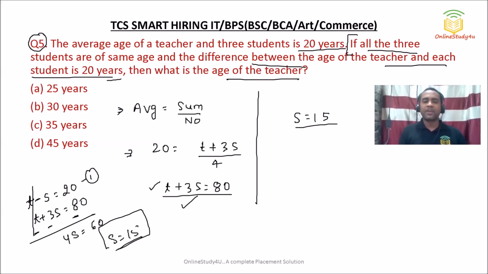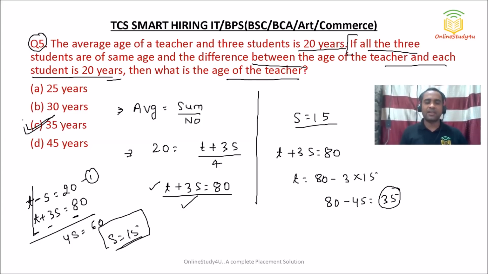Now, what is the age of the teacher? T plus 3S equals 80, so T will be equal to 80 minus 3S. So 3 into 15 is 45, 80 minus 45, that means equal to 35. So the age of the teacher is nothing but 35 years, and the student age will become 15.